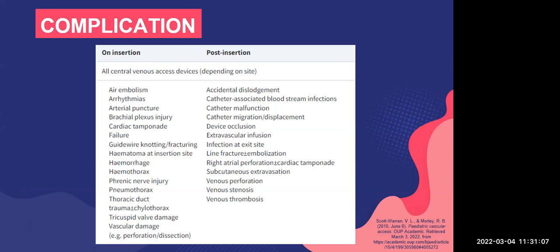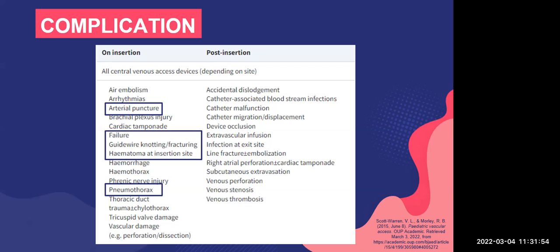So for complications, this is a long list that depends on the site where each venous line catheter was inserted. It can occur during insertion of the line or after finishing the procedure. For complications during insertion, the most common one is failure to place the catheter, occurring in about 22% of cases, and then arterial puncture, around 5%. Then problems with guide wire knotting or fracturing, hematoma at the incision site, and the last one is pneumothorax, about 1% of cases.